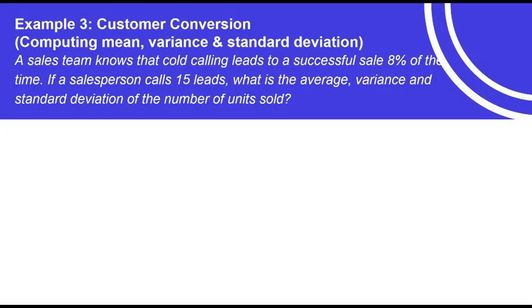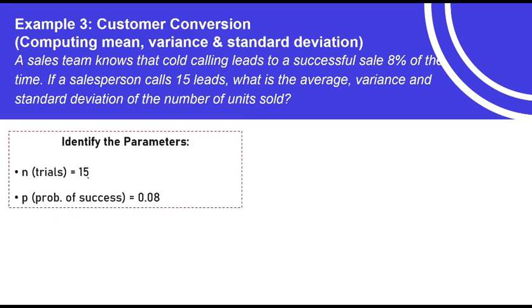Now let us try to find out the mean, standard deviation, and variance given the same salesman calling for cold calling, that experiment. We are revisiting that. So what happens here? N equal to 15, P equal to 0.08. So we have these values. N equal to 15, P equal to 0.08. This is given in the question. We have seen it earlier also, that's why we are not going into the details of it.